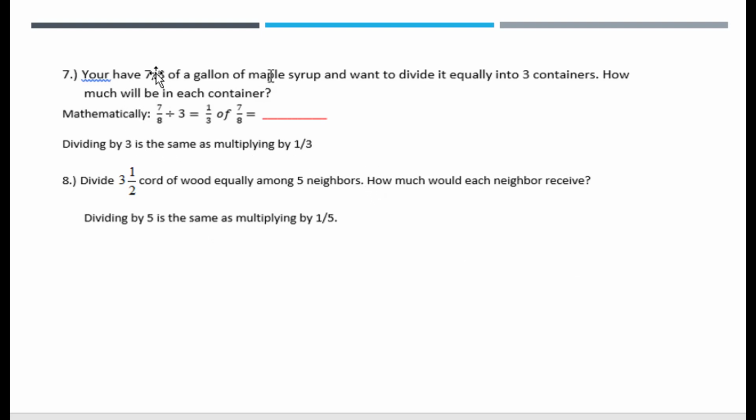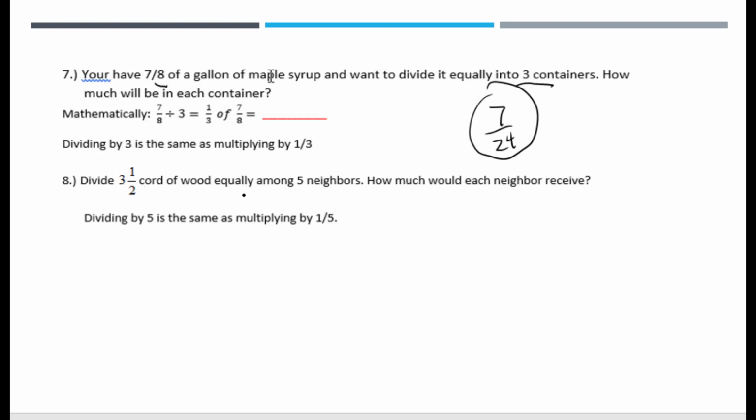So you have 7/8 of a gallon of maple syrup and wish to divide it evenly into 3 containers. And remember, this 7/8 divided into thirds, divided by 3, is the same as 1/3 of 7/8. And of means multiply. So if you got 7/24, you would be correct.